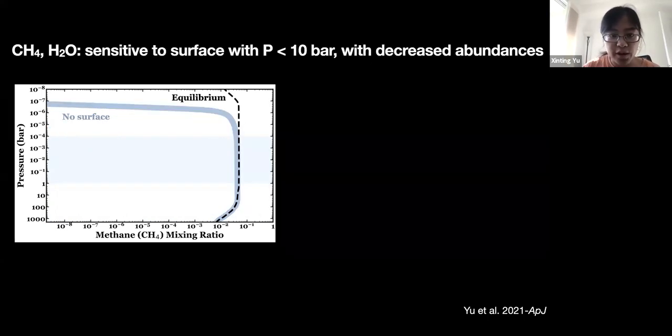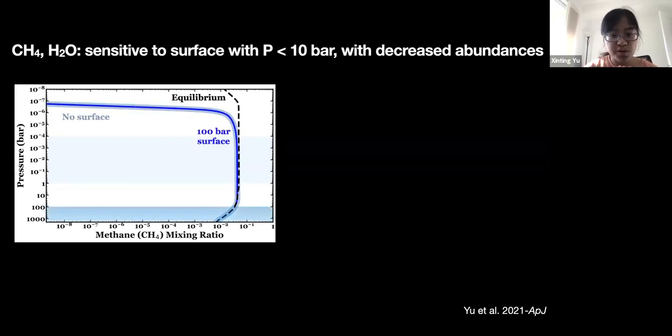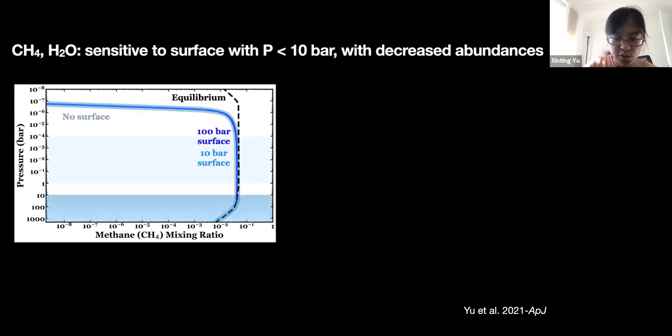And now let's look at methane. Again, same plot. We're first adding a 100 bar surface. So nothing changed, and now we're adding a 10 bar surface. You'll notice this is different compared to ammonia. Still nothing changed for a 10 bar surface. So we think for carbon species, a cooler temperature is needed to fully recycle them back. At 10 bar, it's still hot enough to fully recycle methane back to the atmosphere.